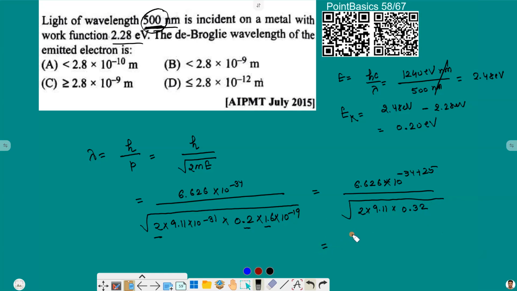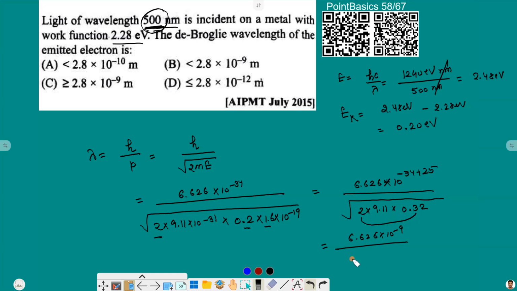So this will be 6.626 into 10 raised to power minus 9. Now if we multiply these two, what will we get? We will get 0.6, and 0.6 into 9, what will we get? I think 0.6 into 9, we will get 4.5.